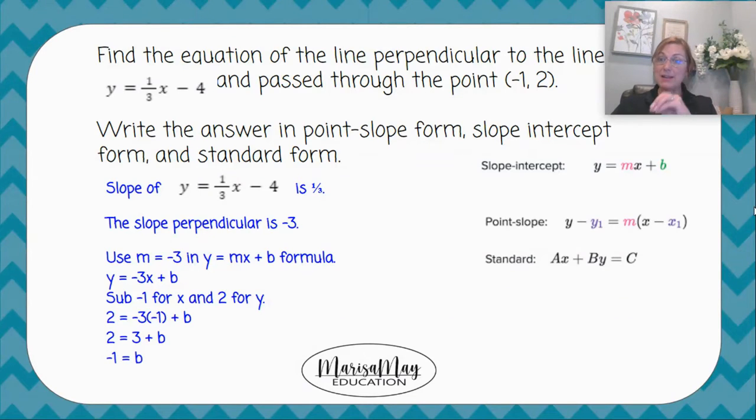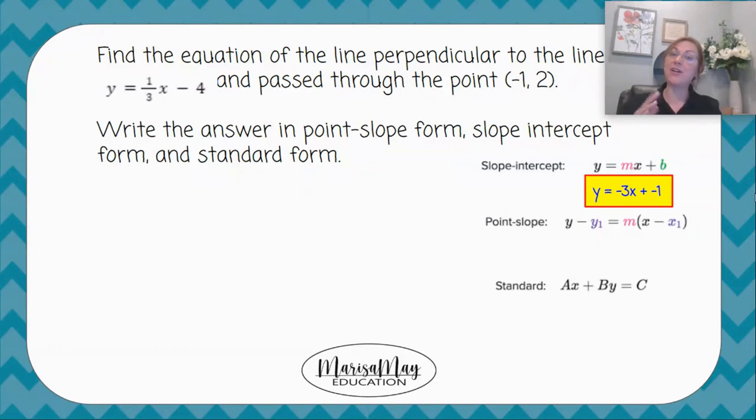So when I make my substitution now, I'm going to put -1 in for b. My equation becomes y equals -3x plus -1. Remember, m was -3, and we found b to be -1. This is my slope-intercept form.